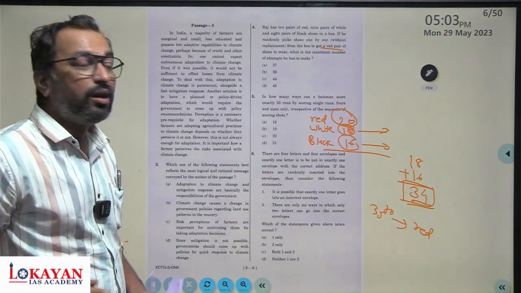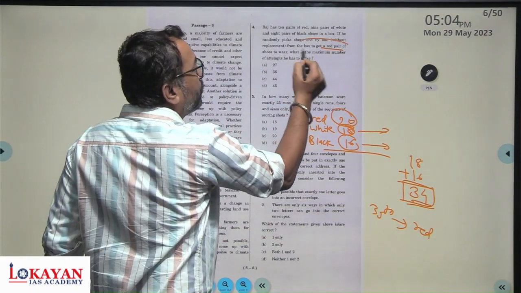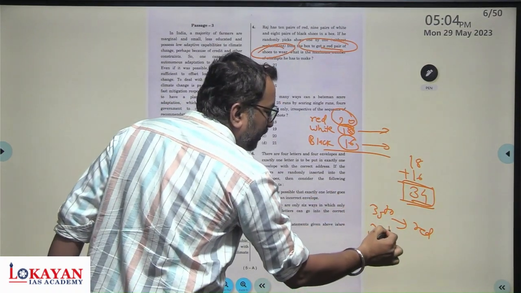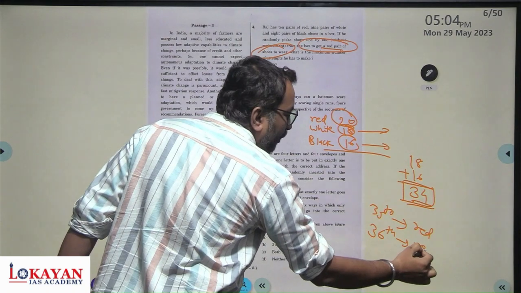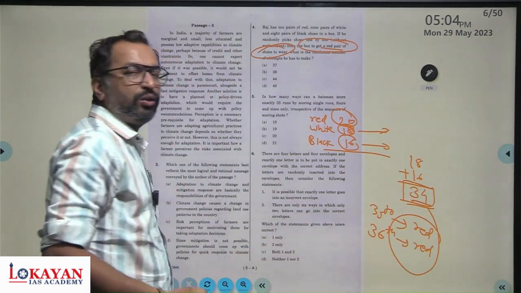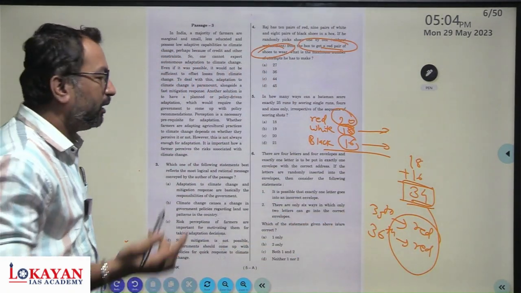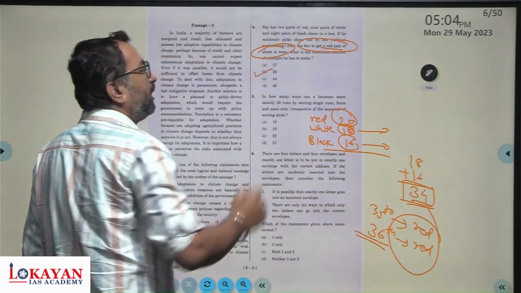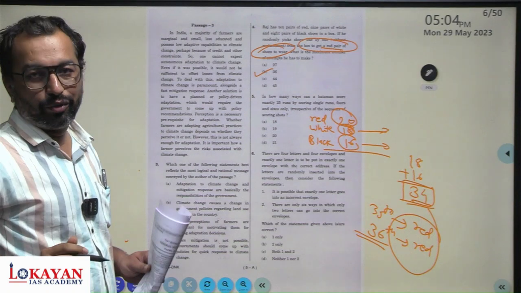But we have to choose a red pair of shoes. So for a pair, there must be another red shoe. So the 36th shoe will again be red. So there will be 2 red shoes, that is, the pair is completed. That means in which attempt? The 36th attempt, he will get the red pair of shoes, right?